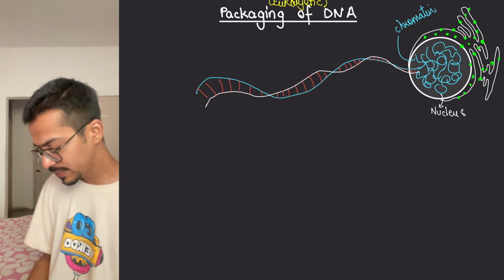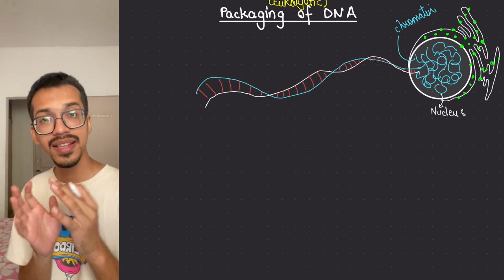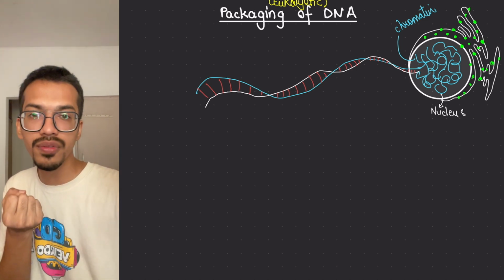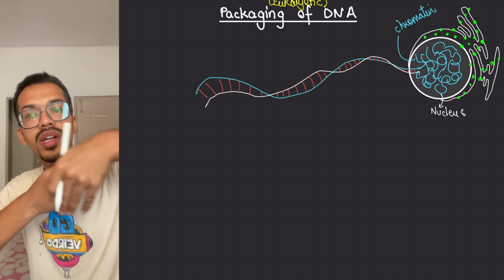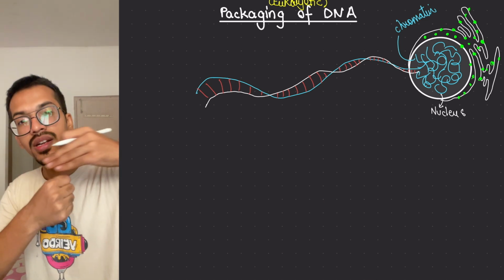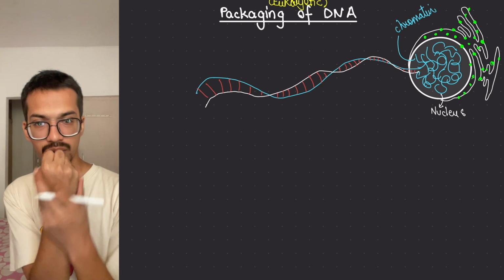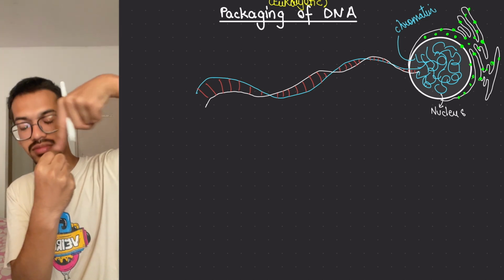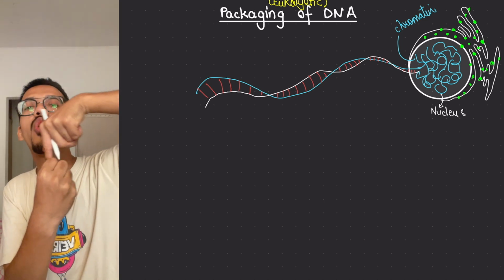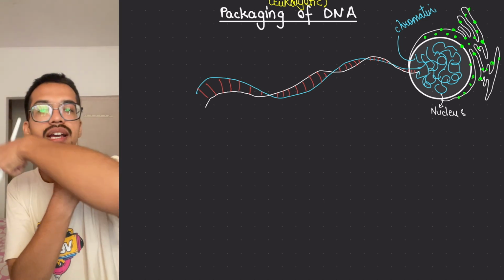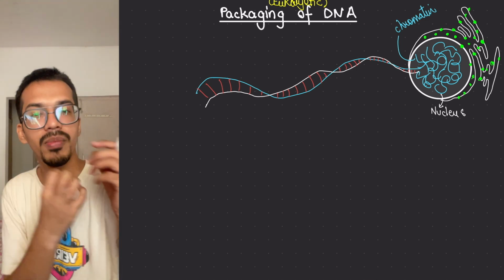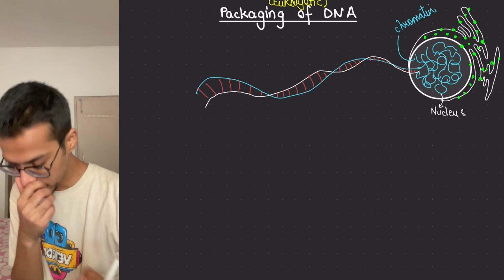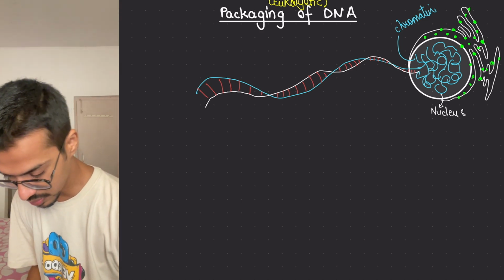So now what's going to happen? This thread has to be coiled around a structure. Imagine that this is the histone protein. The thread, this DNA, will coil like this and go on, and then again it will coil. So multiple times it is coiling around this histone protein, not just a single one but multiple of them.